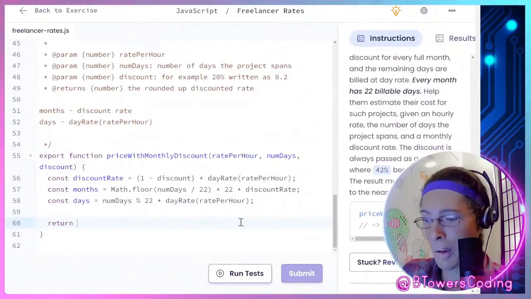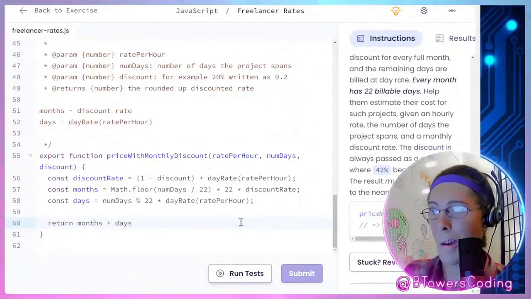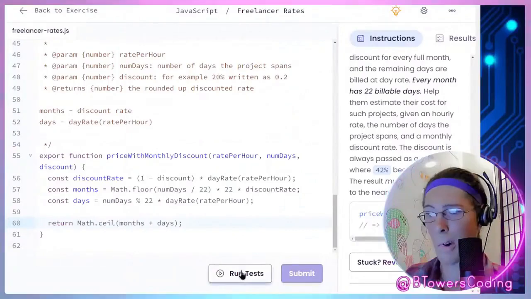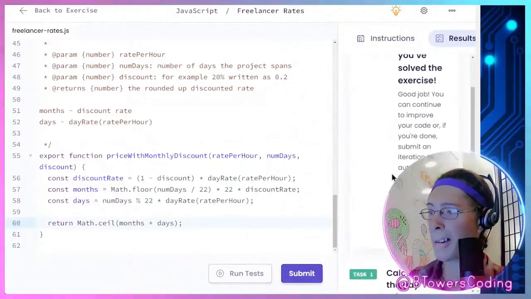Our return value will just be adding those together, the months and the days, except we need to round it up. Okay, let's see if this works. Okay, all right.